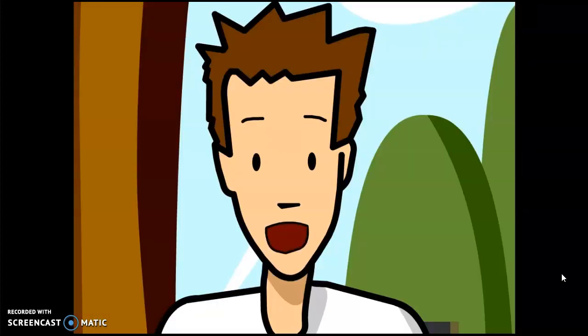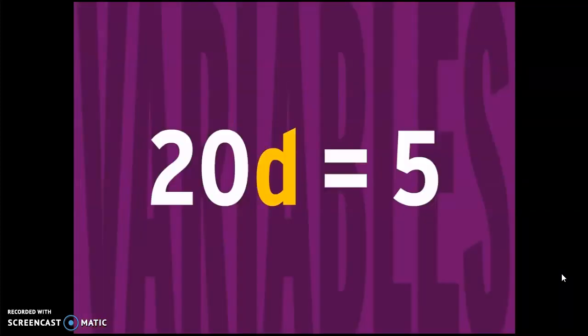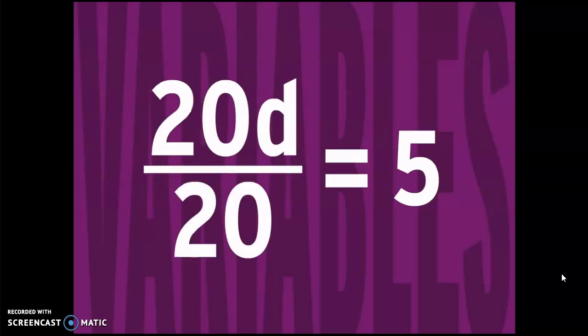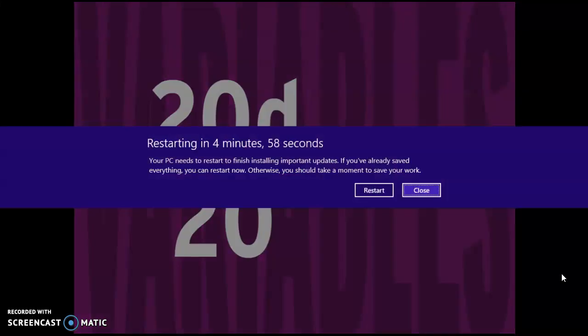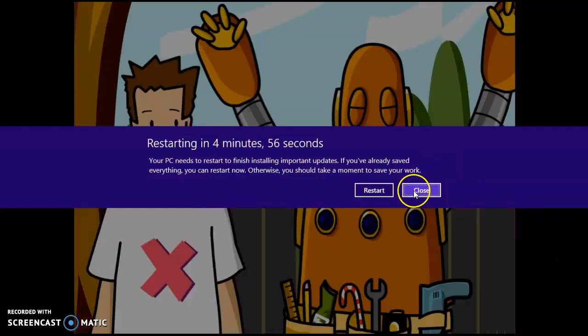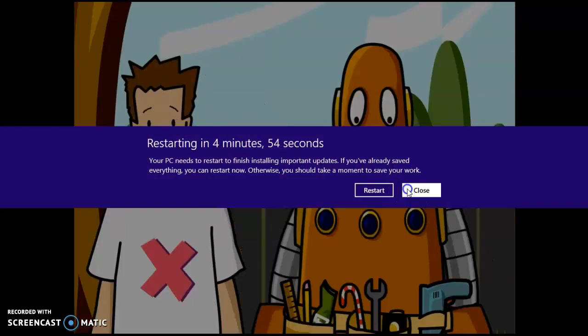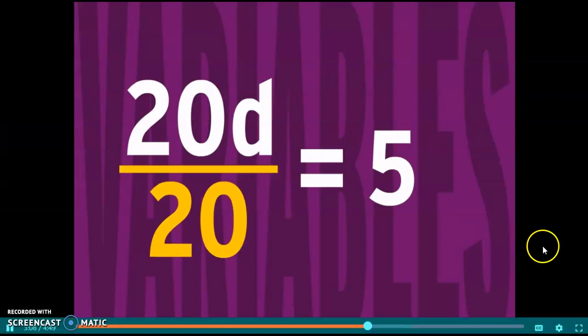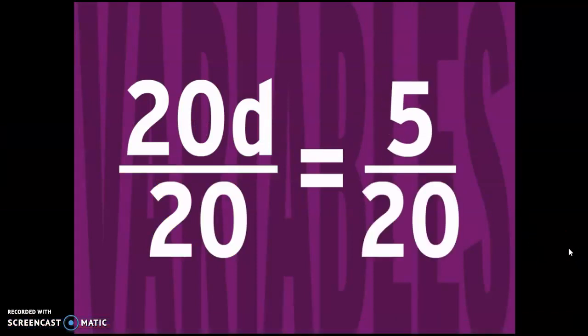To solve an equation, you need to isolate the variable on one side of the equation. That way, you can compare what you're not sure of with real numbers that you are sure of. We need to get rid of that times 20, so we can divide that side by 20 to cancel it out. Hold on, we're not done yet. Whenever you do something to one side of the equation, you have to do the same thing to the other side to keep the two sides equal.